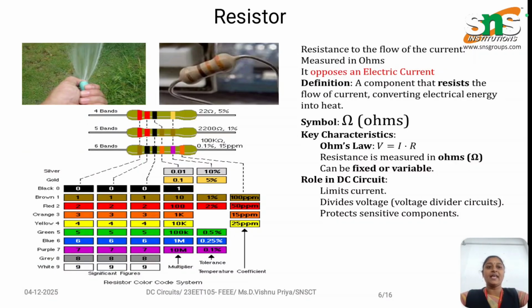Next we see the resistor. The component controls the current. It offers opposition to the flow of electrons, and that opposition is what we call resistance, measured in ohms. By choosing the right resistor value, we can protect the circuits, divide voltage or limit current, like a speed regulator of electricity.